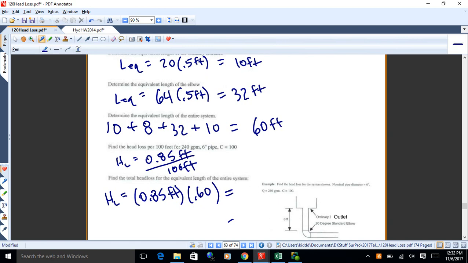So we got just not much, 0.51 feet. So that's the approach you take on those. You just convert the fittings into pipe by using that L/D ratio.